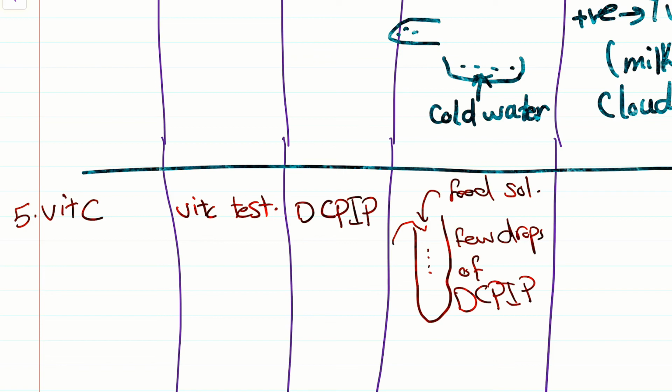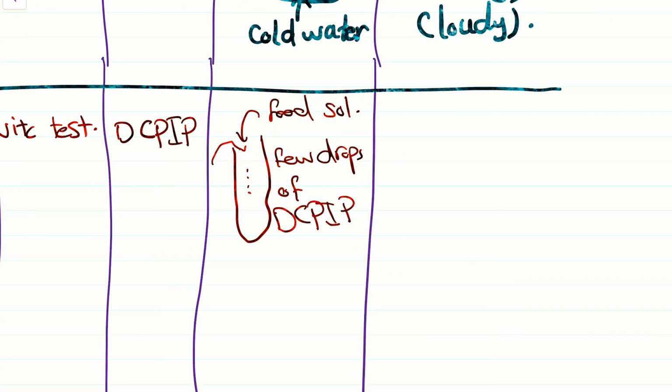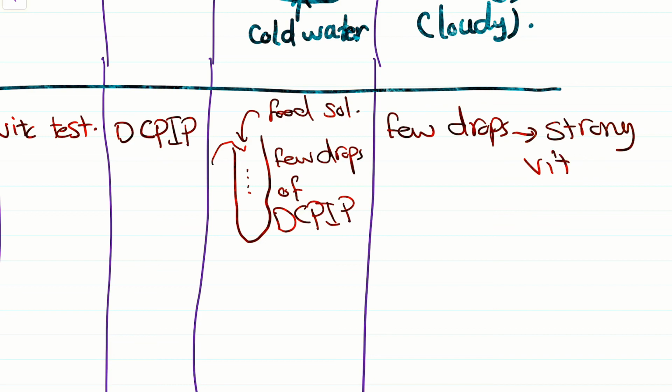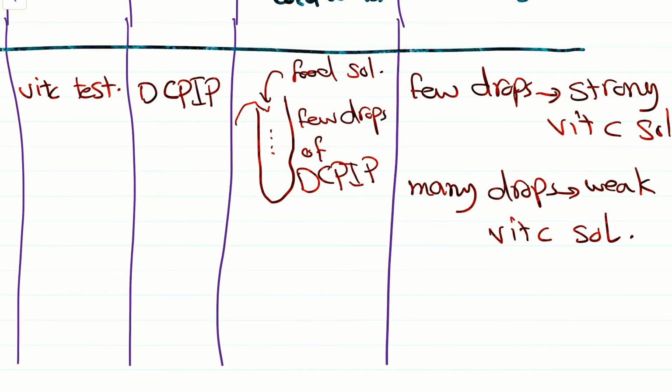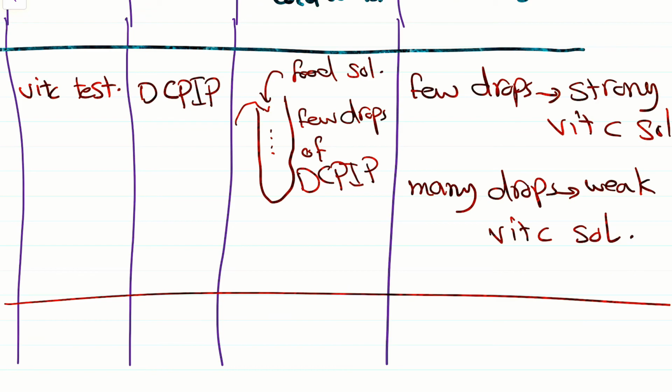DCPIP, and the change of the color from blue to colorless depends on the number of drops used, according to the concentration of vitamin C. If we have few drops, it means a strong vitamin C solution. If we have many drops, it means a weak vitamin C solution. So according to the number of drops needed to change the color of the reagent from blue to colorless, the concentration of vitamin C will be known.